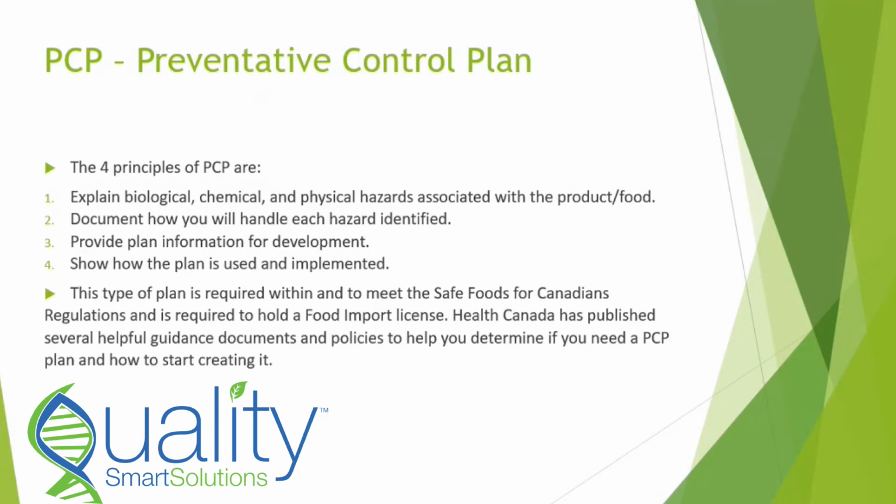The 4 principles of PCP are: explain biological, chemical, and physical hazards associated with the food or product, document how you will handle each hazard identified, provide a plan, information for development, show how the plan is used and implemented.